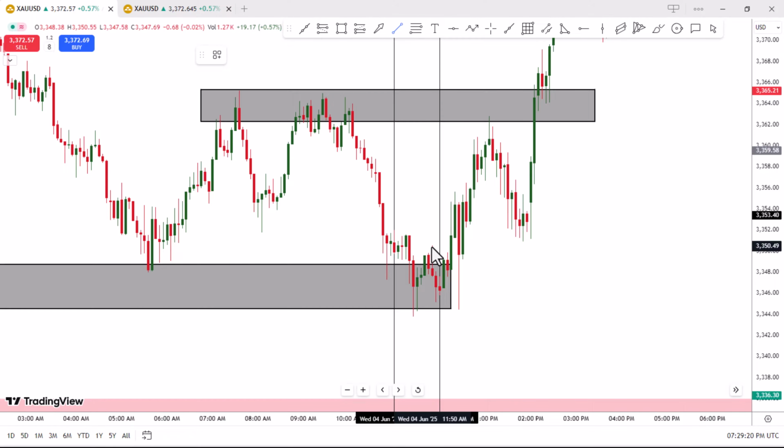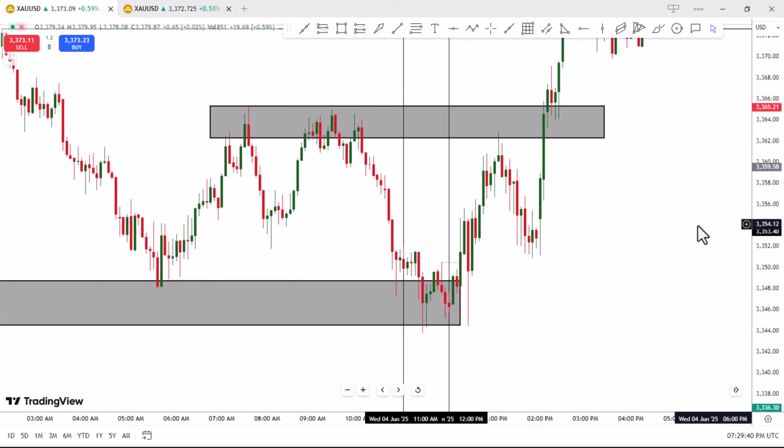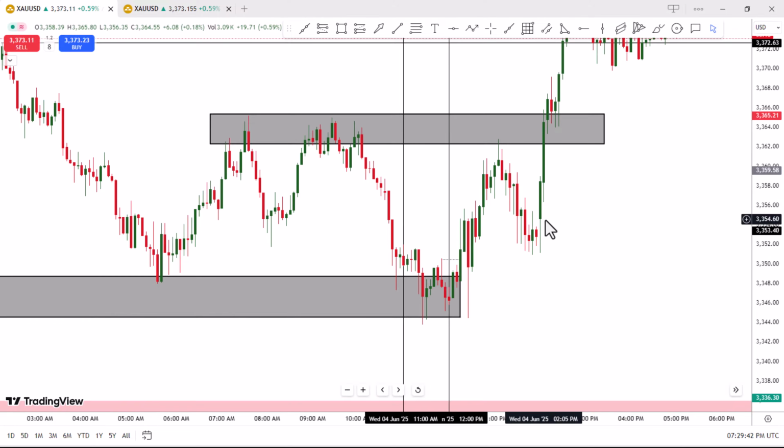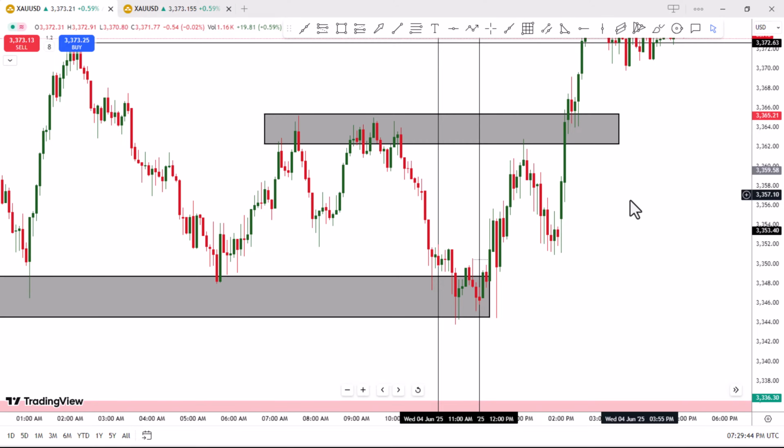So you could have waited for this to actually close, changing character, so that you enter your trade with your stop loss below this range right here. What he did wrong was he entered the same trade, but the stop loss was just below, I think, this low right here. This wick actually took him out and he wasn't going to enter another trade again. So he just left the trade running.